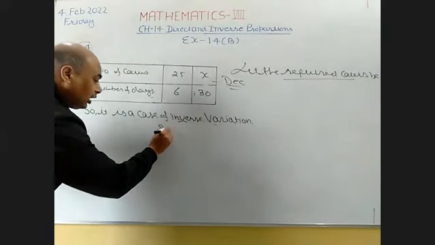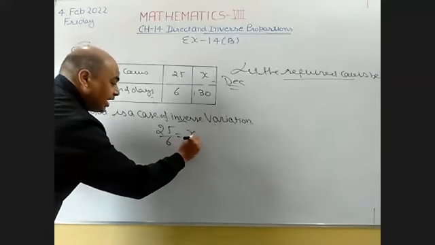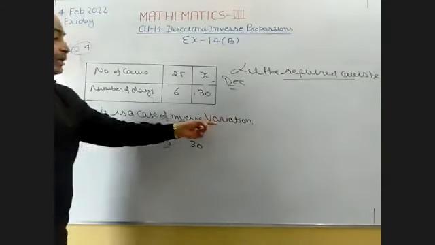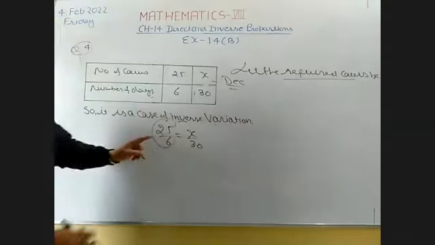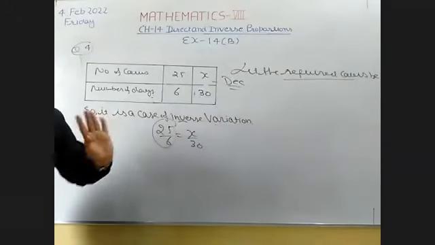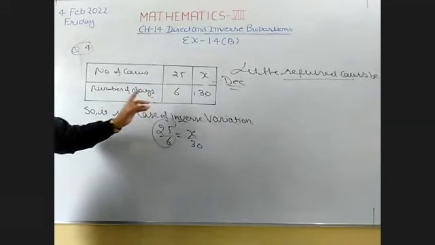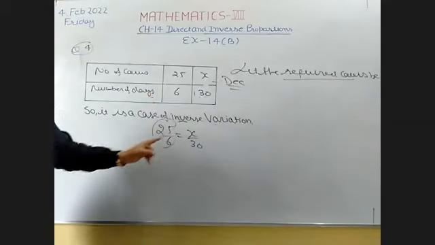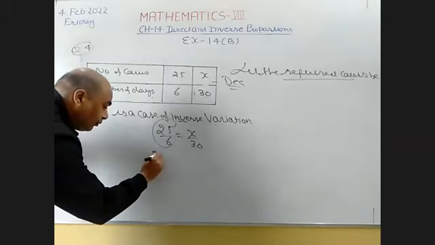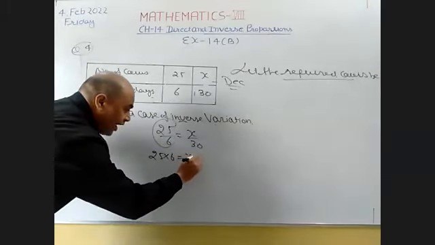First, 25 upon 6 equal to X upon 30. Now, when it is the case of inverse relation, you have to multiply straight across. Don't take cross multiply. In case of inverse relation, we do not solve the given question by cross multiplying. So right here, 25 into 6 equal to X into 30.